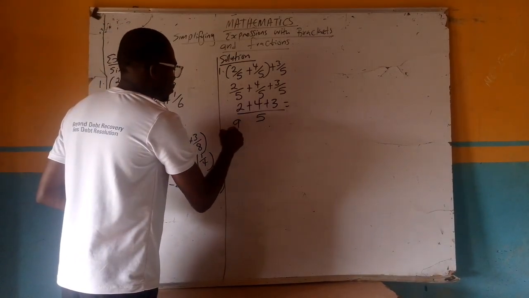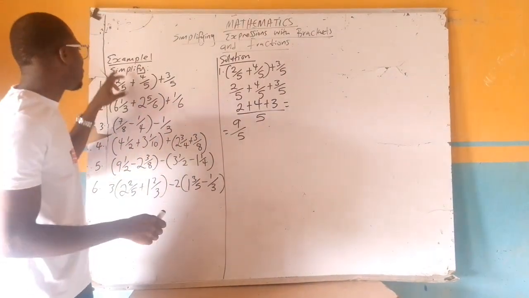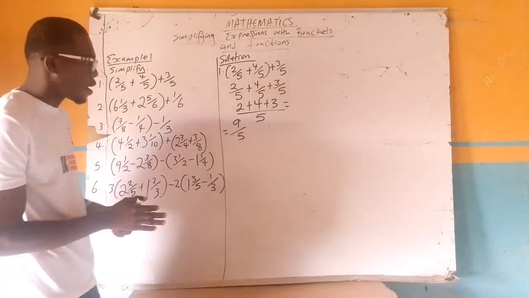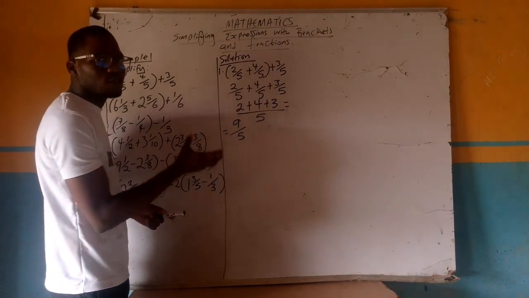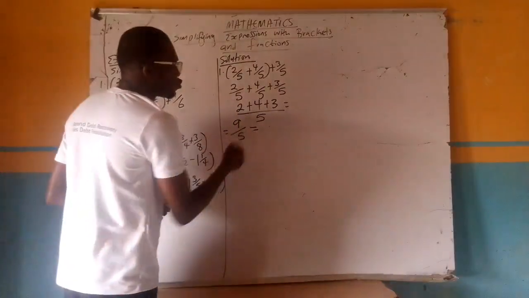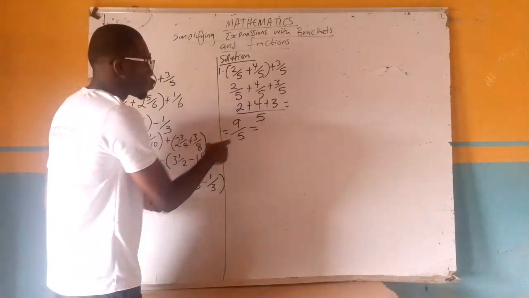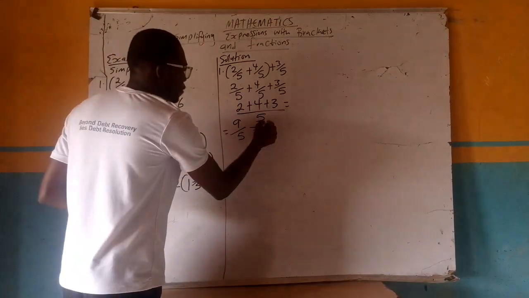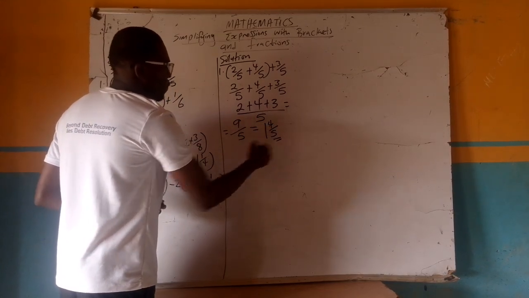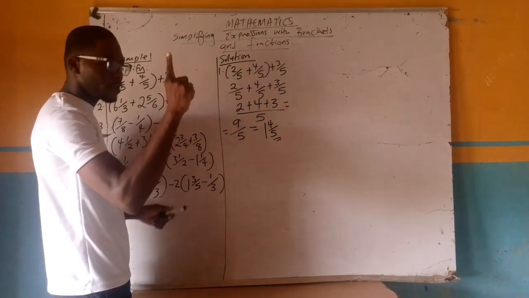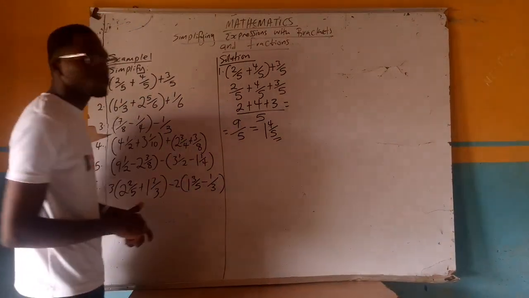So our answer will then be 9 over 5. But remember, we talked about simplifying. Simplifying means we have to make it to the smallest form. So despite the fact that this is the answer, that's not the last form. The last form will be to convert it from an improper fraction to a mixed fraction. So how many 5s can we find in 9? We can find 1 five in 9, which will remain 4, then we put it over 5. That's 1 whole number and 4 over 5. So we are done with question 1.